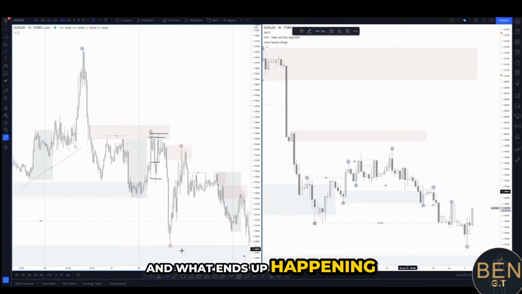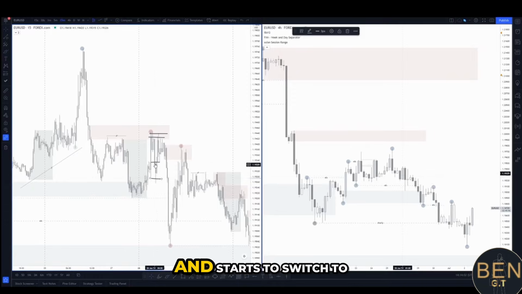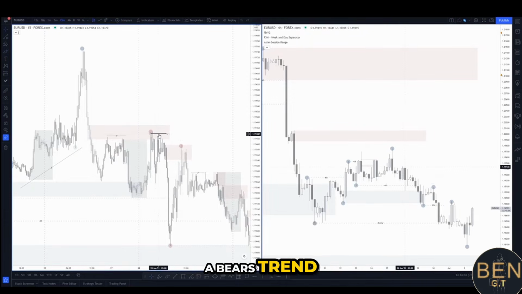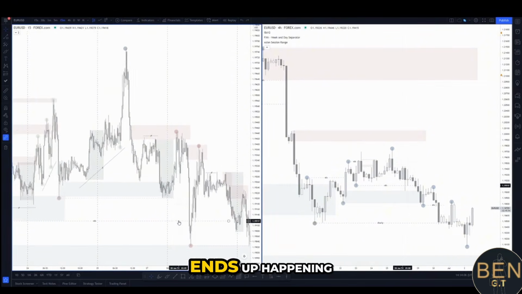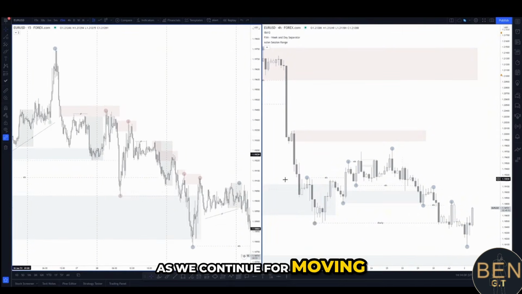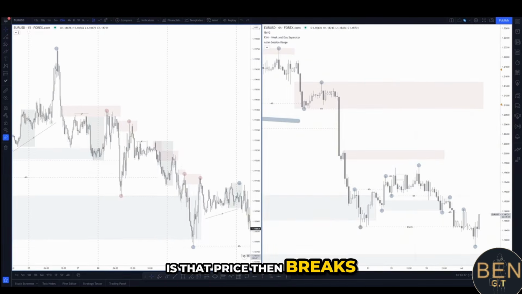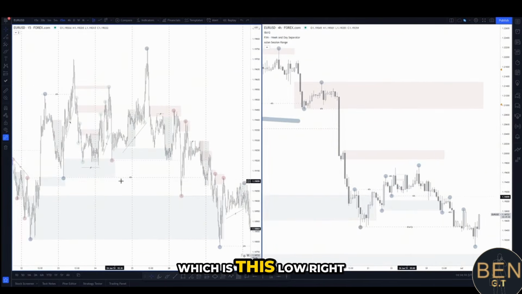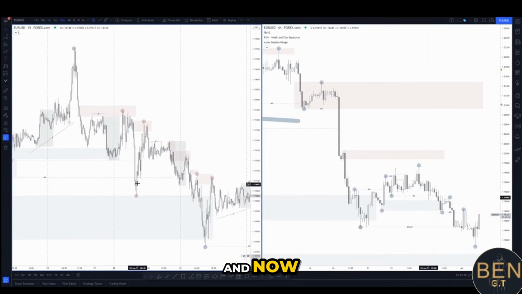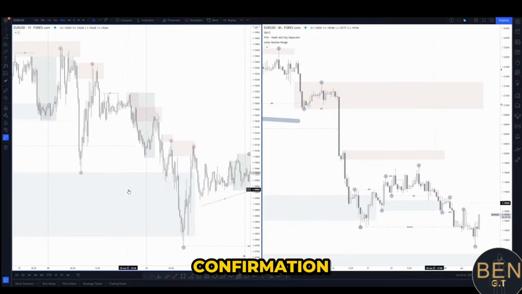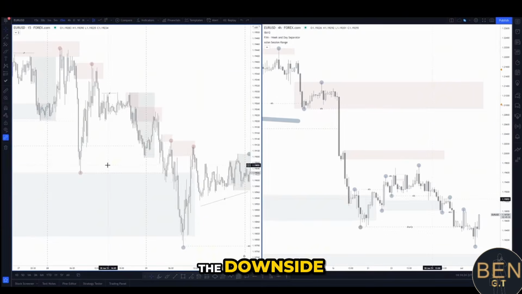And what ends up happening, price then moves to the downside and starts to switch to a bearish trend on the 15-minute. What ends up happening as we continue moving further on is that price then breaks the 4-hour low, which is this low right here. And now what this has created is a downtrend on the 4-hour and the 15. So we're starting to really get confirmation that price is moving to the downside and that sells are in play.